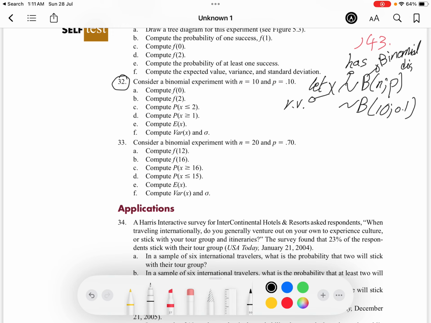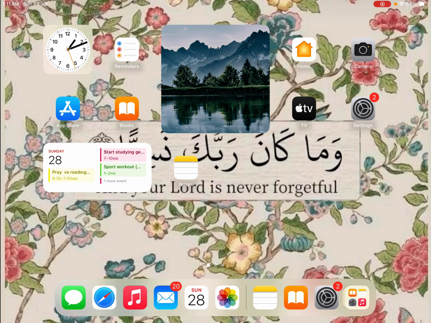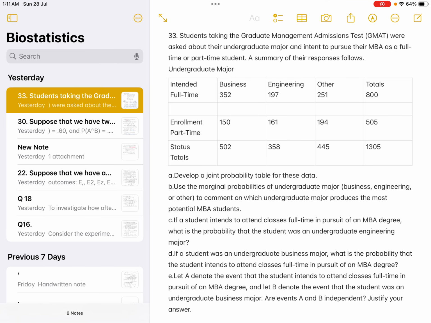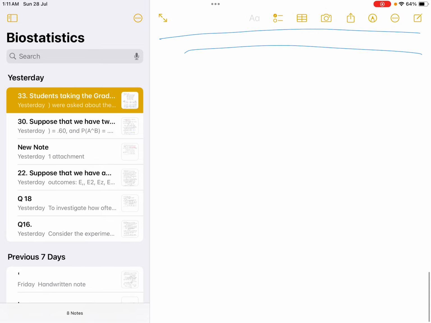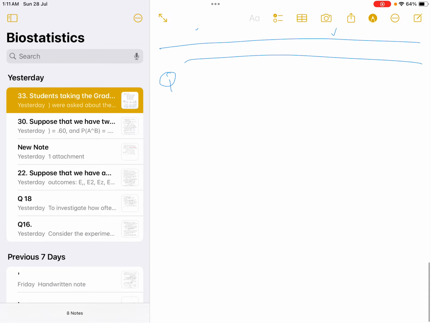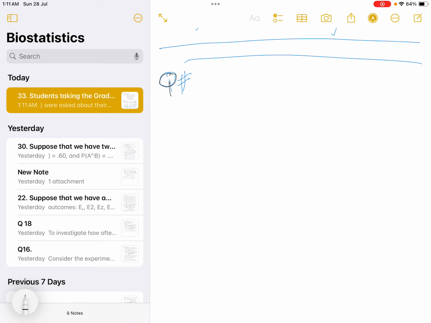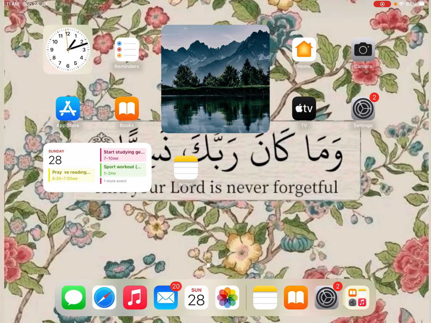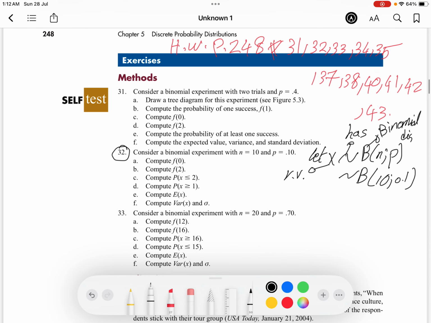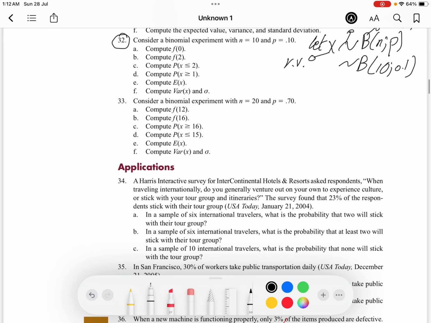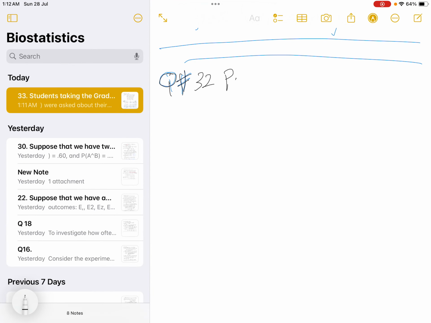Compute. Then I will move to a white paper and take the values here. Question number 32, page 248.